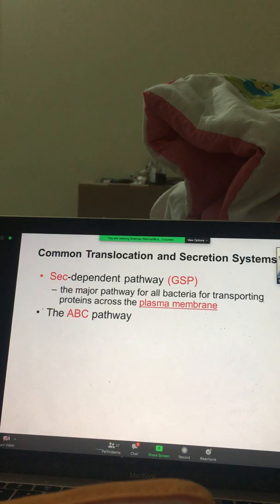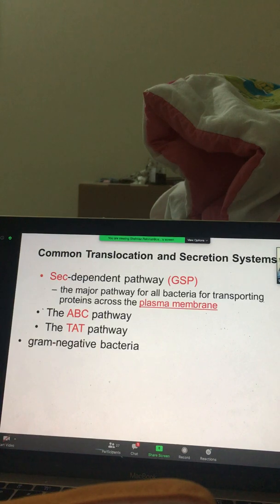There are others besides the GSP, which we will look at. One is called the ABC pathway. The other is called the TAT pathway. In gram negatives, since there's an outer membrane also, there are certain pathways of secretion in that. They may use the SEC system, which is the common GSP pathway, to cross the cytoplasmic membrane.